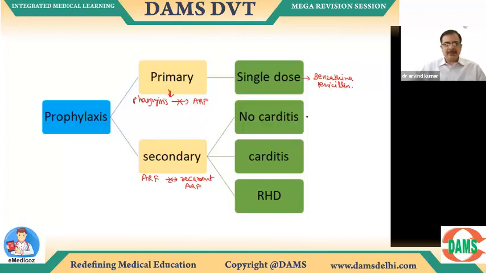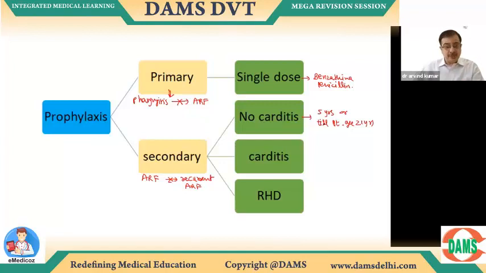So there can be three scenarios in which a patient can come to us with rheumatic fever. There is no carditis. In that case, the antibiotic of choice again is the same, that is benzathine penicillin. Frequency is 3 to 4 weekly. In India, we apply a 3-weekly course of prophylaxis, and the duration is 5 years or till patient age is 21 years, whichever is longer. For example, if an 11-year-old child comes to us and we have to give prophylaxis, no carditis, we will give the prophylaxis till the patient achieves the age of 21 years.